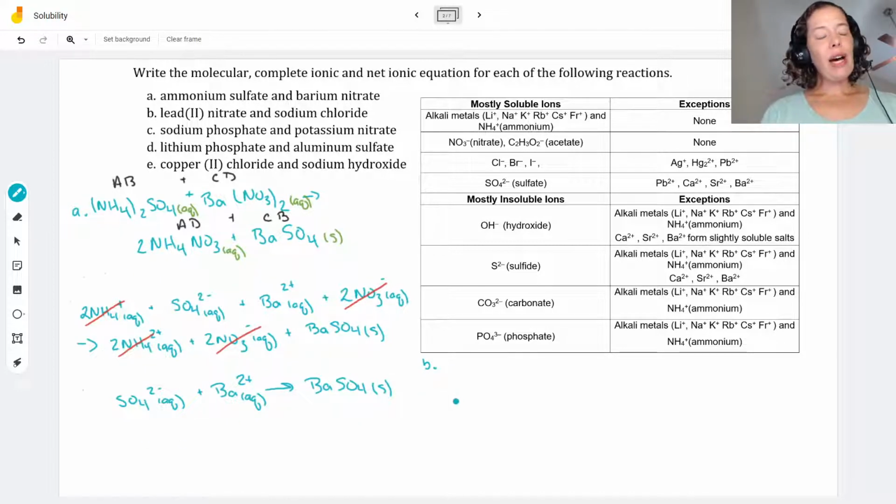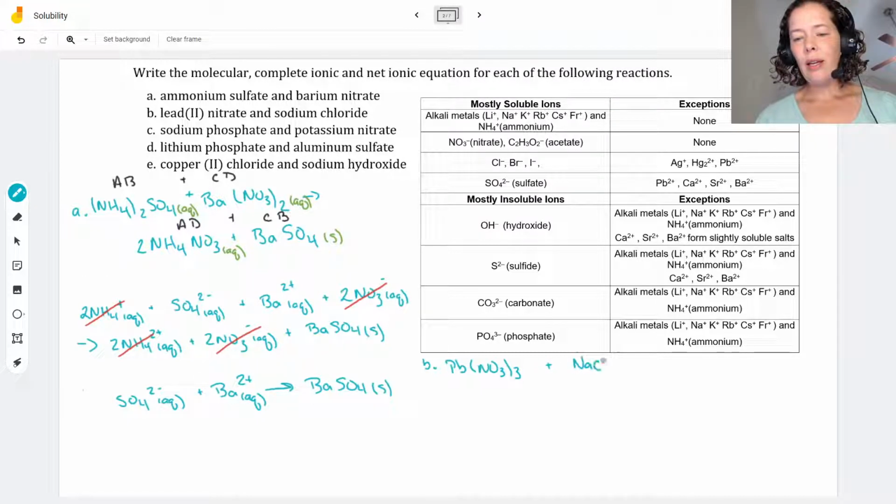So what we've got for B is lead 2 nitrate and sodium chloride. Again, I'm not necessarily going through naming rules here, but this is a transition metal. They have given you the oxidation state of the lead. All right, so lead 2 nitrate is going to look like this. Again, I'm going to make neutral compounds here, plus sodium chloride.